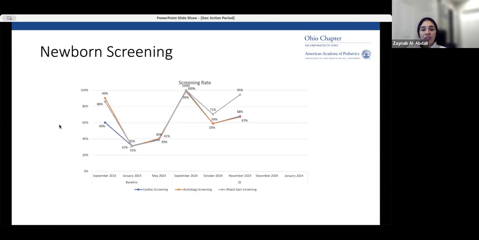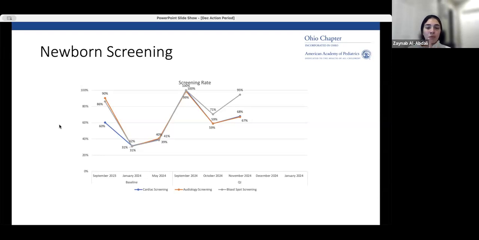And then we have the newborn screening. Again, there are 3 parts to that screening. There's the cardiac screening, the audiology screening, and the blood spot screening. We are not seeing similar screening rates for all of those parts. For the blood spot, we are seeing the highest amount of screening for the patients. And then we have the cardiac screening and the audiology screening at about the same percentage, at about 67, 68%. We do hope to increase those cardiac screenings and the audiology screenings to about where the blood spot screening is.